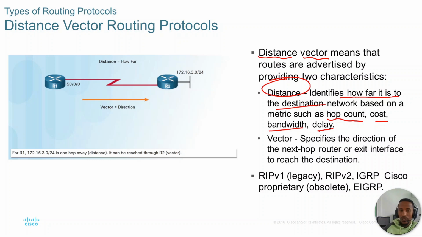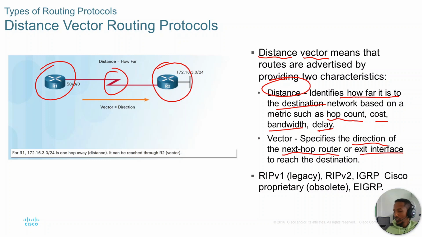For example, to reach from router 1 to router 2, you don't have any hops. Hops means the number of routers in between the source and the destination. If there is one router between these two, we say there is one hop. Another thing is we need to specify the direction. Either you can specify the next hop router or the exit interface. For example, here you can see an exit interface is this one, serial 0/0/0. The next hop router means the IP of the next router.